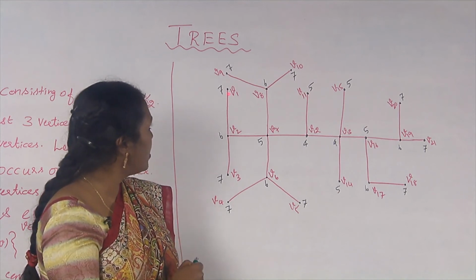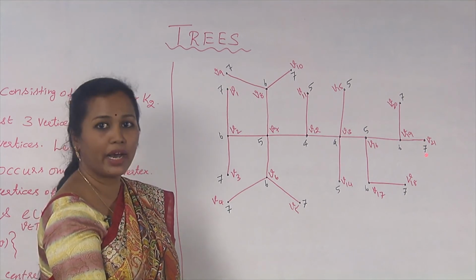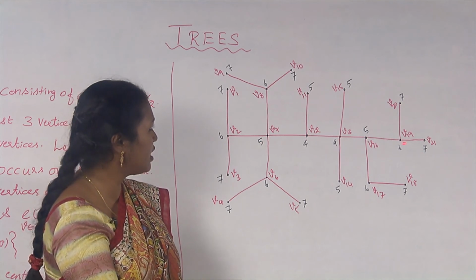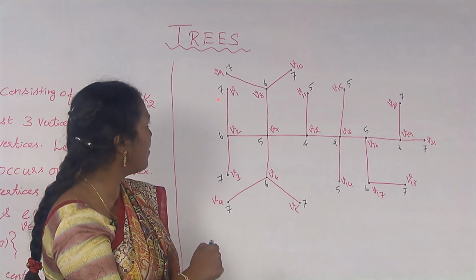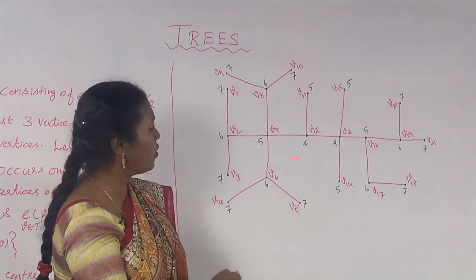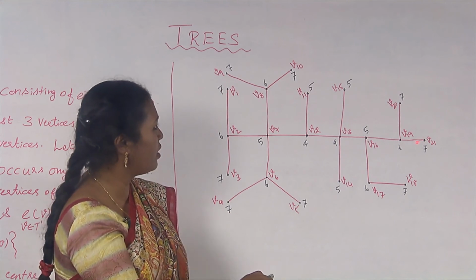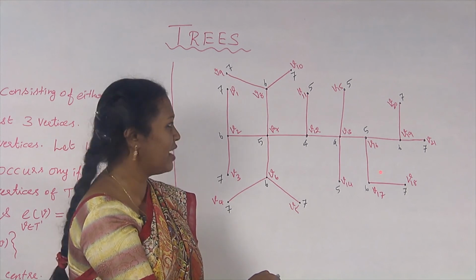And for the vertex V1, V21 is the longest path. So 1, 2, 3, 4, 5, 6 and 7. Which is why V1 has eccentricity 7. Likewise for V21, if you look at the longest path, it is V1 to V21. Therefore, V21 also has eccentricity 7.